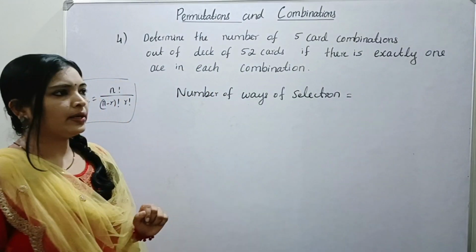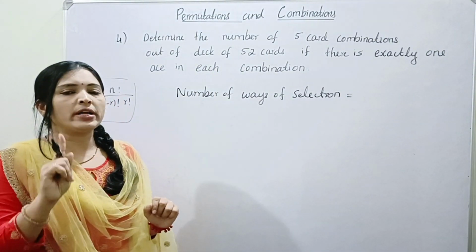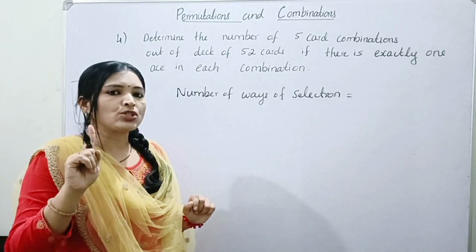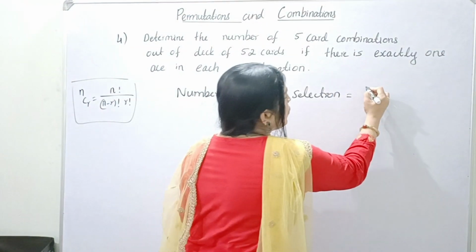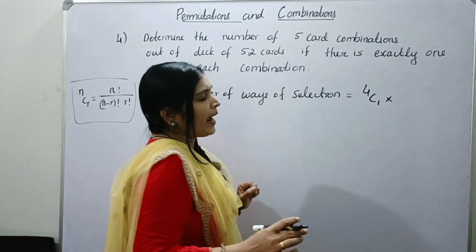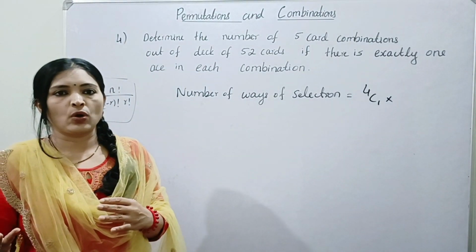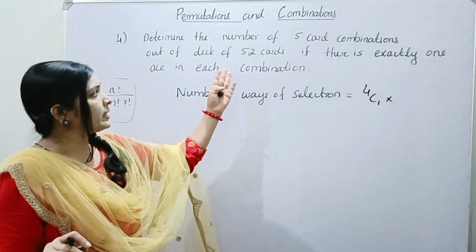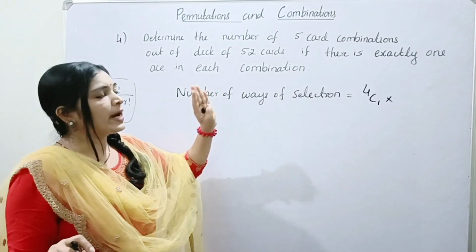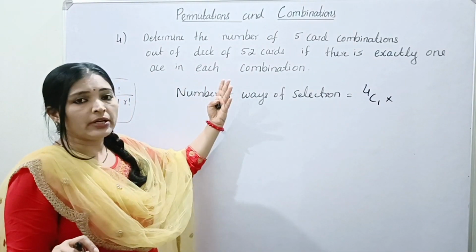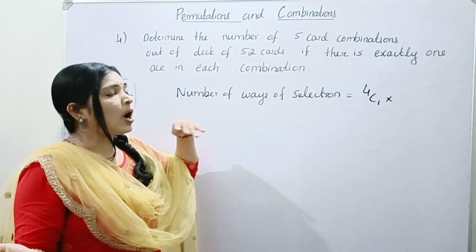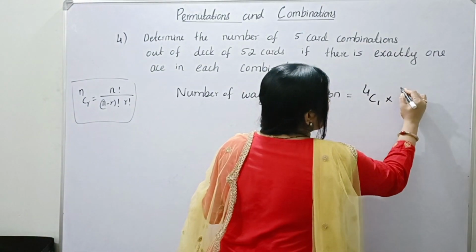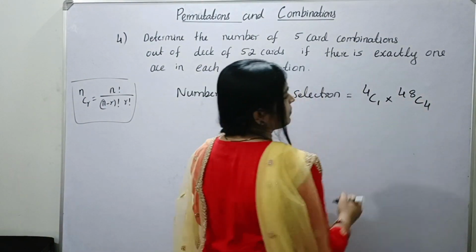is equal to, for each selection one ace card should be there, right? So out of 4 cards we will select one ace card. So 4C1 into, and the remaining 4 cards, any other cards. The remaining 4 cards we will select out of 48 cards, that is 52 minus 4. 4 cards are ace cards and the remaining 48 cards are other cards. So out of 48 other cards we will select 4 cards. So 4C1 into 48C4.